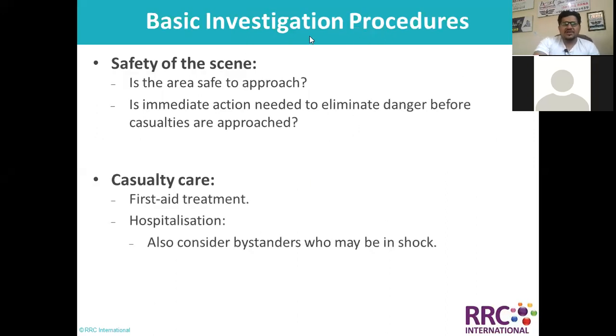So now these are basic investigation procedures. Safety of the scene. Is the area safe to approach? That's why the barricading, and, you know, is immediate action needed to eliminate danger before casualties are approached? And if casualty care is there, the first aid treatment, hospitalization, also consider bystanders who may be in shock. So first thing is the safety of the scene. Secondly, casualty care.